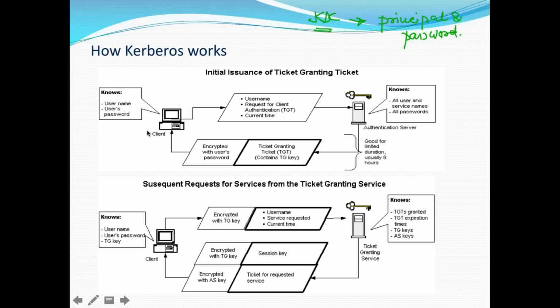In the first step, the client will enter the username and the password. Once he does that, the username goes to the authentication service. It will see the password and check the username. If everything is fine with this user, it gives back the TGT, the ticket granting ticket, which is encrypted with the user's password. So it will give him the ticket.